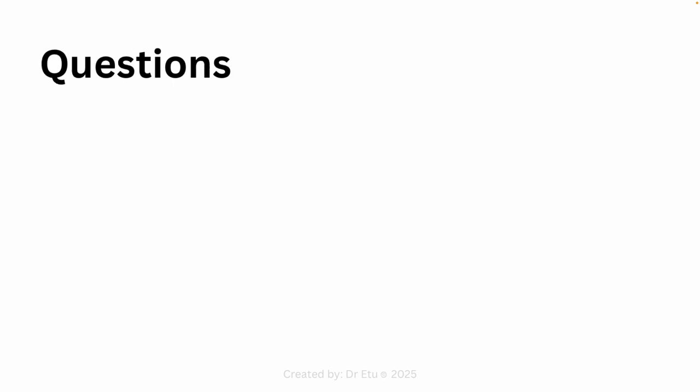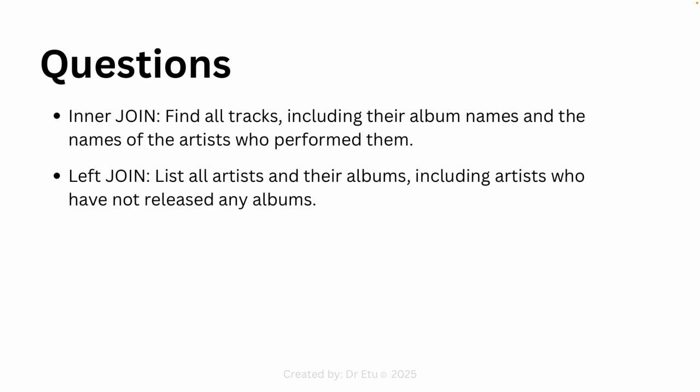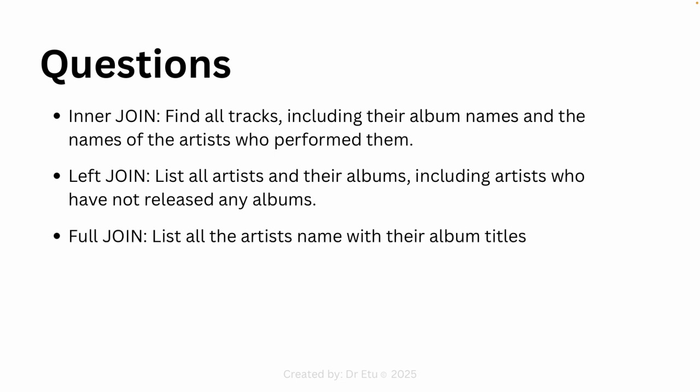Now, the questions we'll be looking at for this practice include the following. Find all tracks, including their album names and the names of the artists who performed them. So this is going to be our first question. What I've done to all of these questions is to tag them based on the join that we're looking at. So this first question is looking at the inner join. The second question is looking at the left join, which says list all artists and their albums, including artists who have not released any albums.